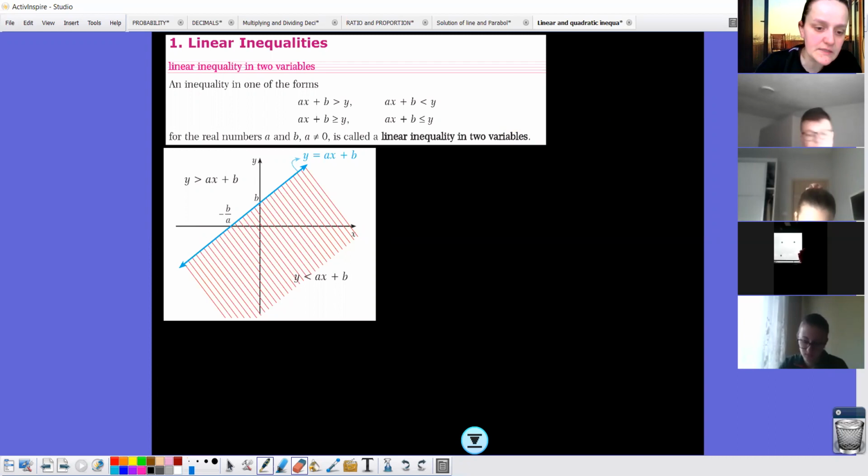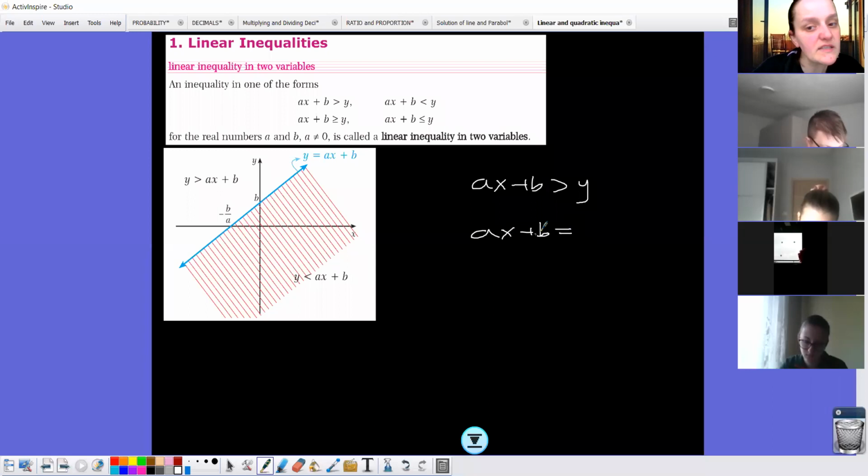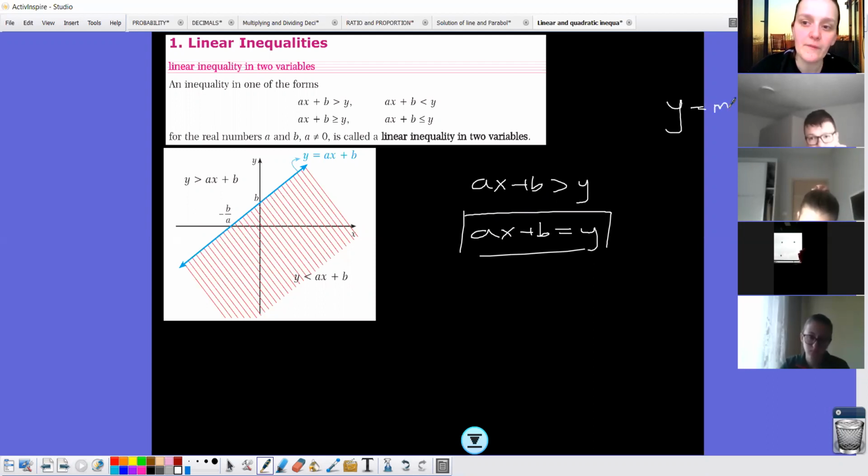Here, for example, guys, let's say I have this one, ax plus b greater than y. How we'll solve with the graph? Firstly, we'll take this one as equal, ax plus b is equal to y. And we'll draw the line, because this is the standard form of a line. Do you remember I wrote you y is equal to mx plus n? Here ax plus b is the standard form of a line. So we'll draw the line, okay?